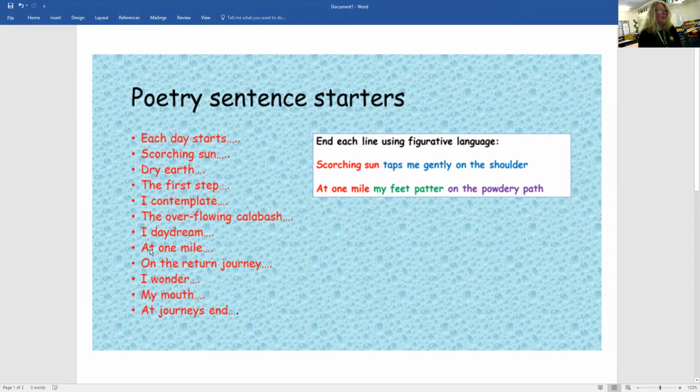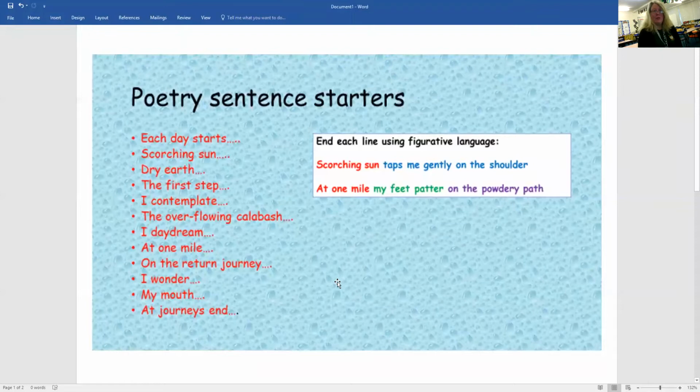I've done another one here. So I've taken at 1 mile, which is following a format of the poem written by Martin Kinsko. So at 1 mile, that's my sentence starter. My feet patter on the powdery path. And again, you can see I've colour coded them. So we've got the sentence starter there. My feet patter. Again, I wonder if you can remember the type of figurative language that is. Hopefully you're all saying onomatopoeia. And on the powdery path, hopefully you will know that that's an example of alliteration. So that way we can start to build up our poem.